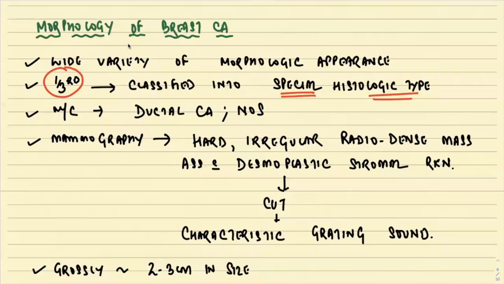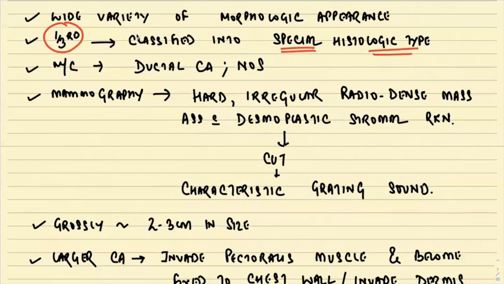Okay, so only 1/3 can be classified into special histologic type. Now, why is it important to classify? Because these special histologic types have different kinds of prognosis. Now, most commonly, as I had already told you, is the ductal carcinoma NOS.